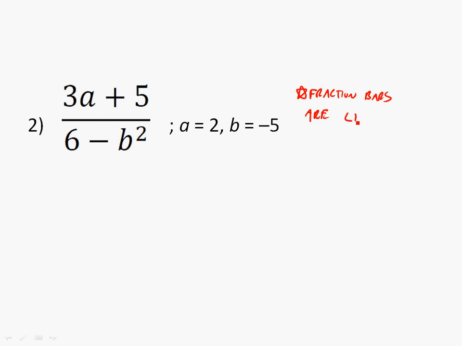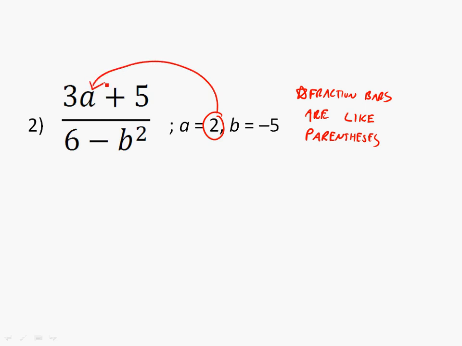So what this means, everything in the numerator is like it's in a parentheses, and everything in the denominator is like it's in a parentheses. So before we divide this big fraction here, we're first going to have to figure out what the numerator on top equals and what the denominator on the bottom equals.